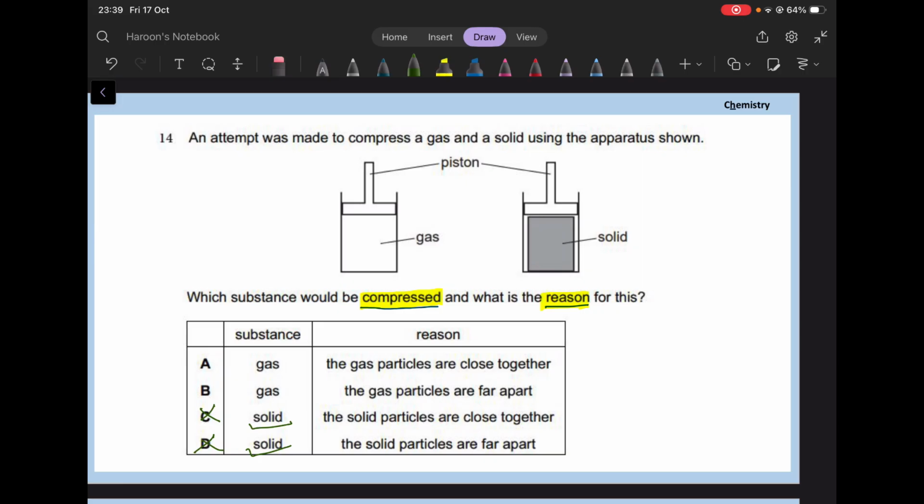Let's look for the reason. The gas particles are close to each other. Are they? Solids are close to each other, aren't they? Gas particles are actually far apart from each other. Right? Because they are far apart, we can actually bring them closer together. So that is what makes them compressible, right? So we can cancel out A now. B is the correct answer. The gas particles are far apart. That is why we can actually compress them. So over here, the correct answer should be answer B. I hope this made sense.